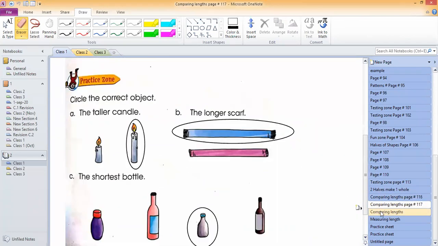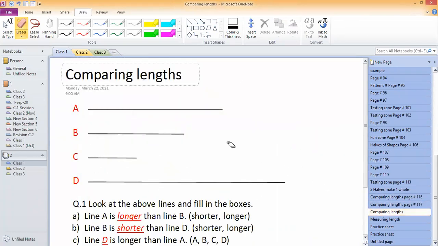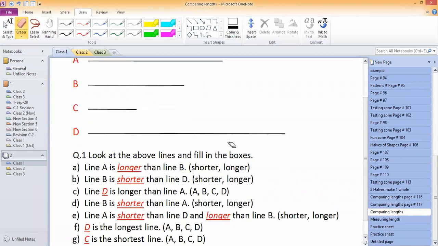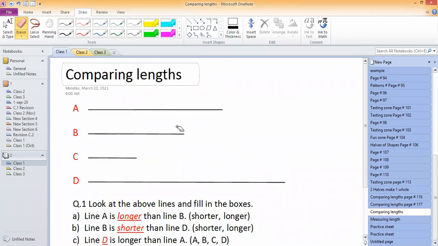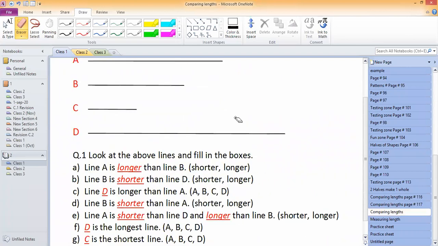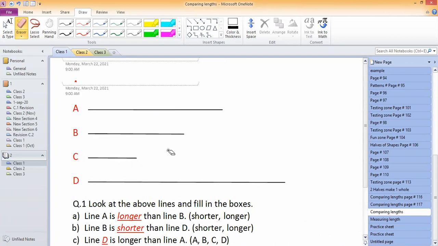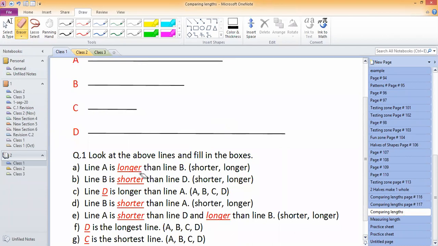We were completing one of the questions in our notebook yesterday. There were 4 lines we drew in our notebook, A, B, C, and D. Question number 1 was: look at the above lines and fill in the boxes. Line A is dash than line B. You check line A and line B. Line A is longer than B, so you will write here longer.